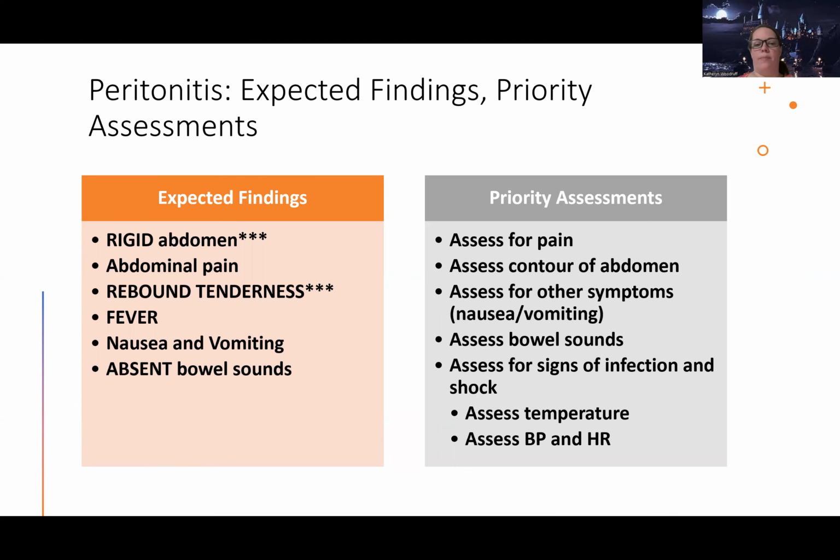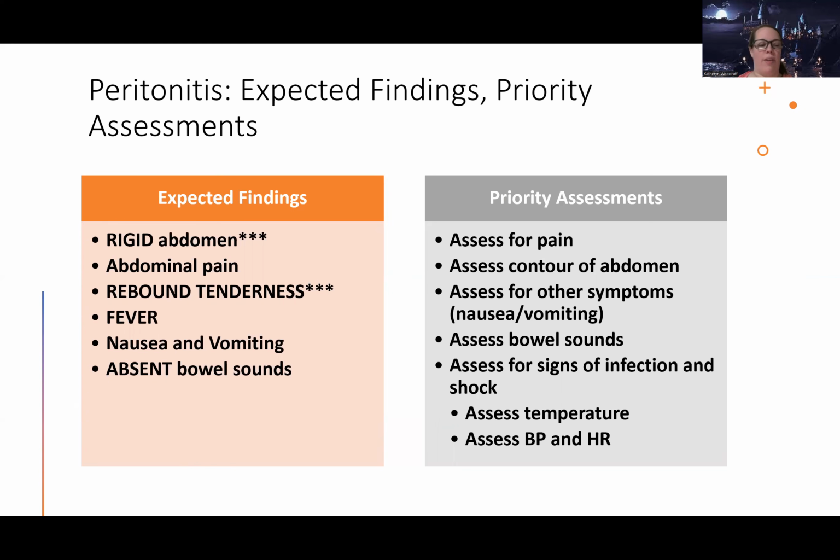They can have rebound tenderness. And remember, rebound tenderness is where we're pushing down, and it doesn't hurt when we push down, but when we let go, that's when it hurts. And then absent bowel sounds are also another ominous sign. So those are your hallmarks of peritonitis.